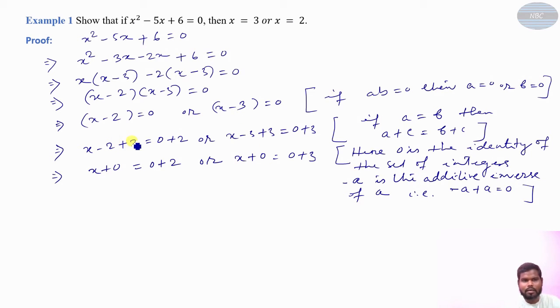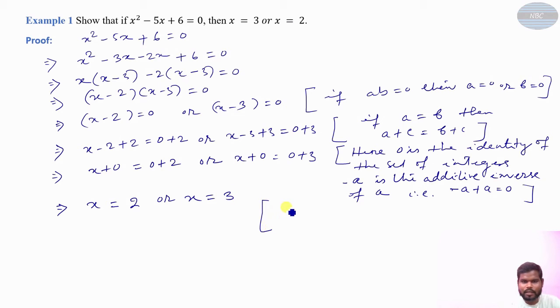So here the inverse of 2 is minus 2. So 2 plus minus 2 is equal to 0, where 0 is the identity element. Similarly here, minus 3 plus 3 is equal to 0. Which implies x plus 0 is equal to x, 0 plus 2 is equal to 2, or x plus 0 is equal to 0, x plus 3 is equal to 3.